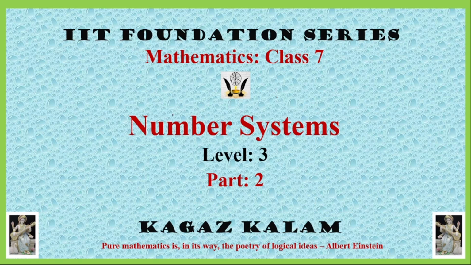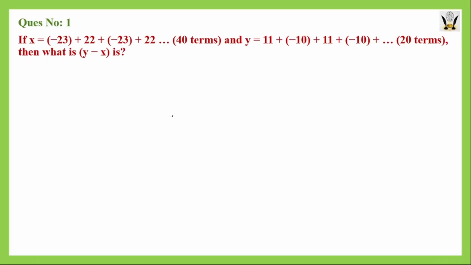In today's class, we will solve a few problem sums based on number systems which are of level 3. So let's get started. First question says that x is a series of 40 terms and y is a series of 20 terms. Then what will be the difference of y and x?